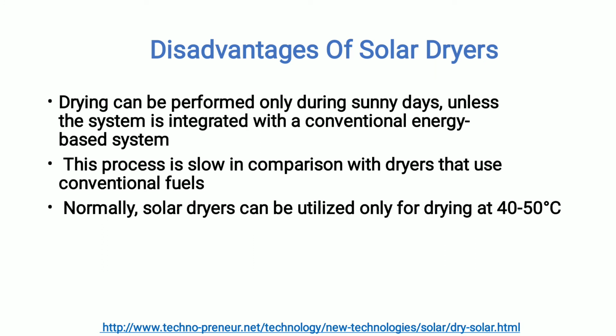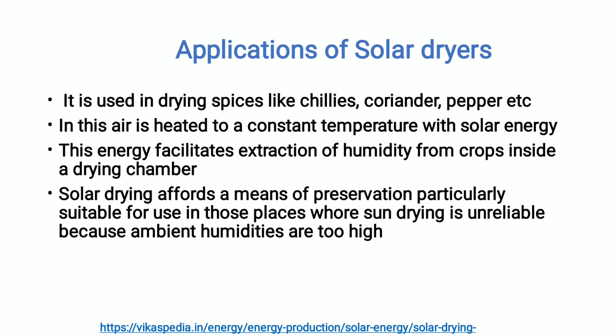Disadvantages: drying can be performed only during summer days unless the system is integrated with a conventional energy based system. This process is slow in comparison with dryers that use conventional fuel. Normally, solar dryers can be utilized only for drying at 40 to 50 degrees Celsius.